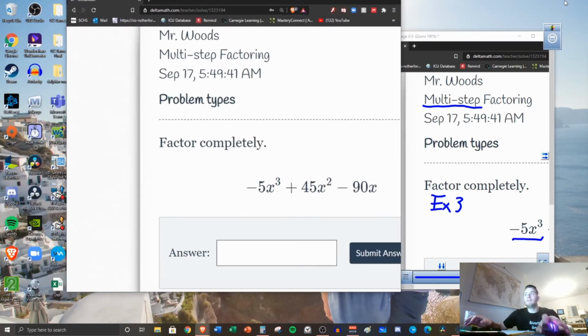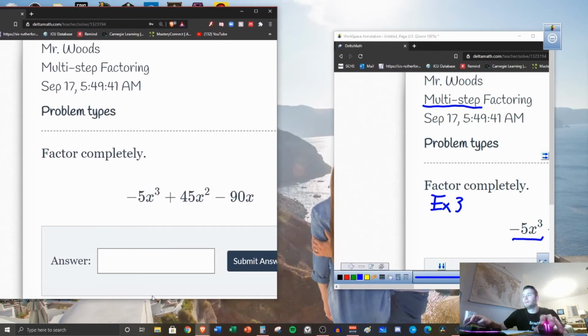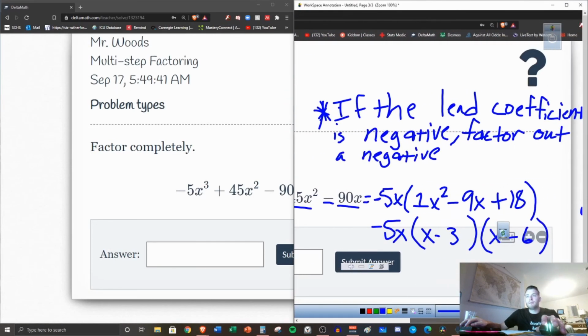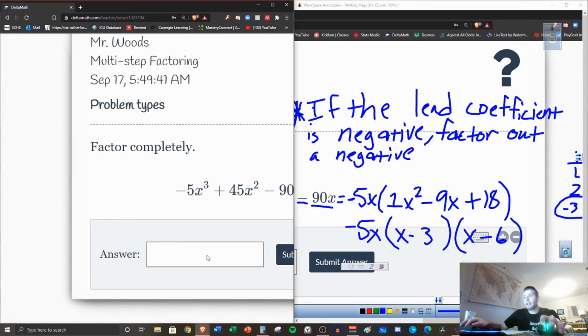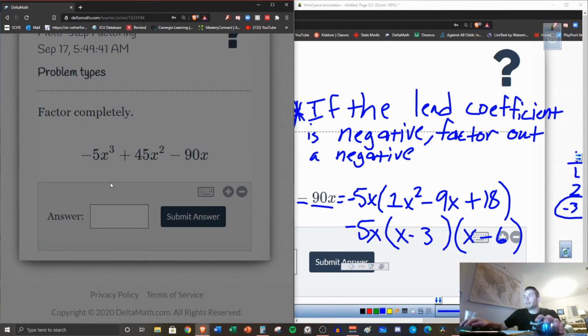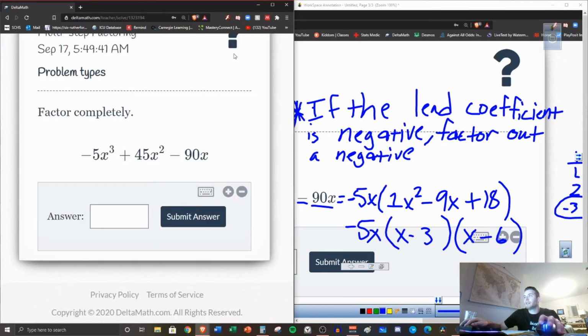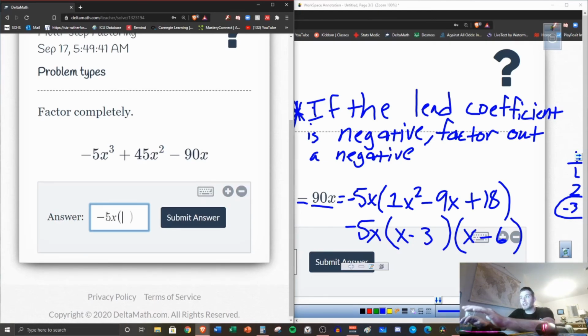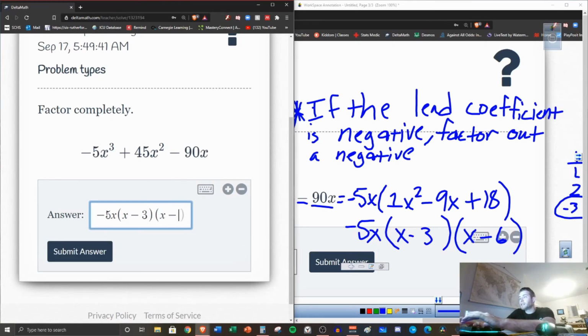Let's see if Delta Math likes it. Okay. Let me go over to it. Here's our answer that we got. Delta Math's being a little slow. I'm sure some of y'all have experienced that. All right, here we go. So -5x parentheses x minus 3, x minus 6.